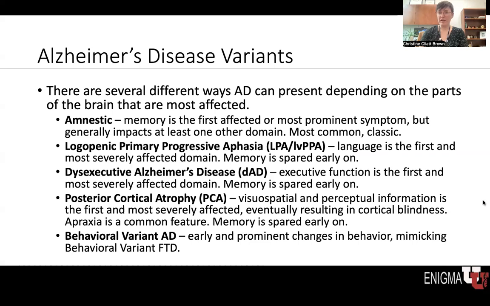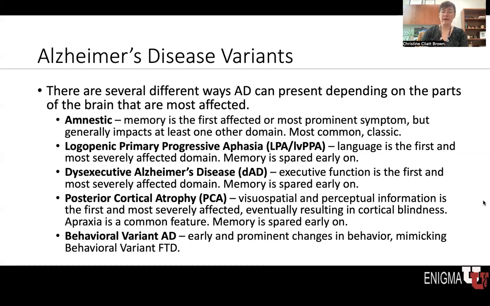Another common feature in PCA is something called apraxia, where you can't perform planned motor movements. So that might look like not being able to figure out how to use a tool like a hammer, or not understanding how to use things like a fork and a knife. There's even something called a dressing apraxia, which is common in PCA, where people can't figure out how to put their clothes on correctly. And again, in PCA, memory is spared early on.